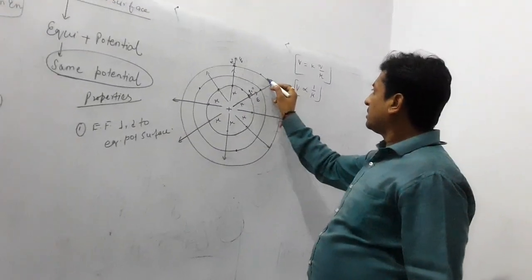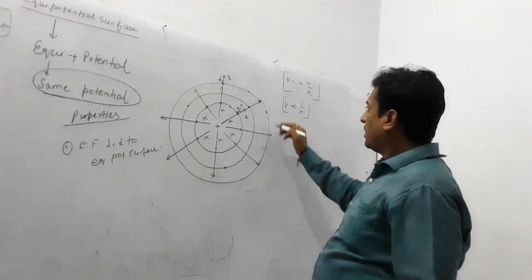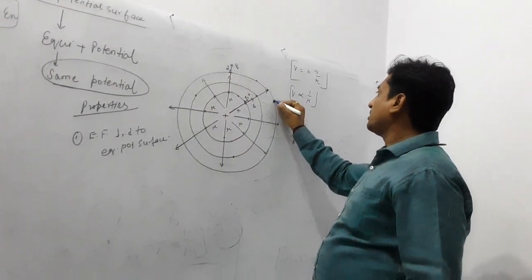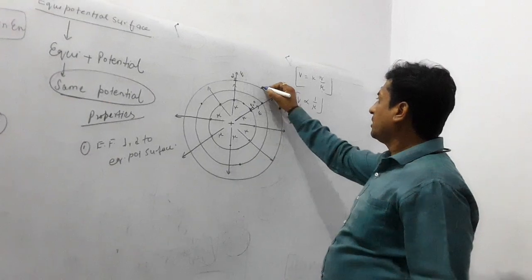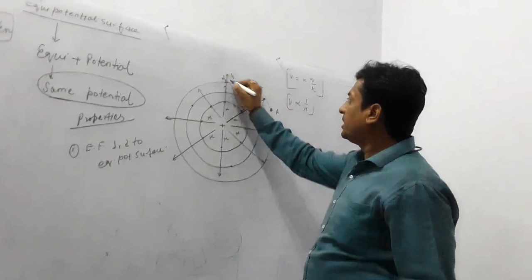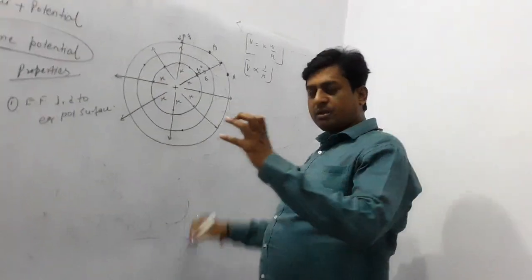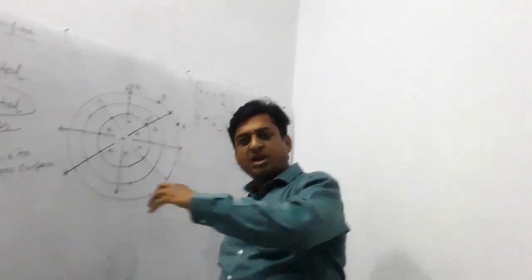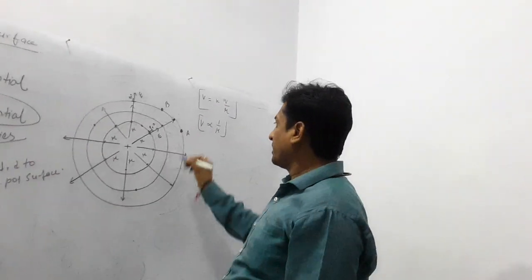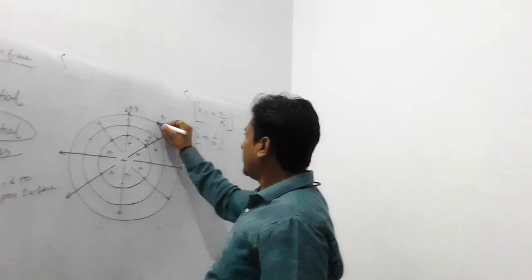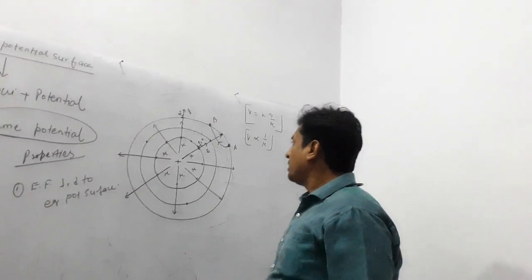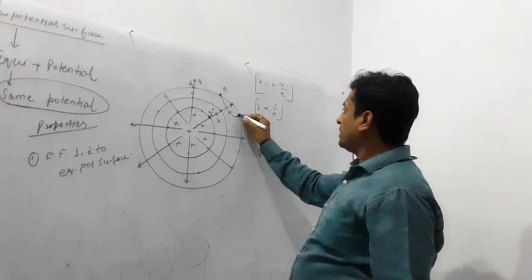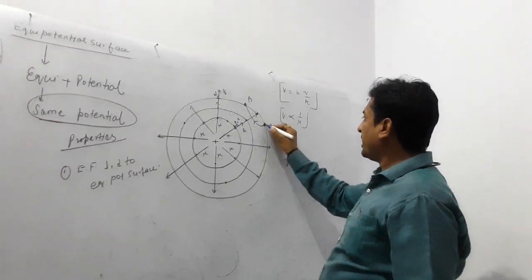If I consider this equipotential surface and I want to shift a charge from one point A to another point B on that equipotential surface. My question is, on an equipotential surface, I want to shift a charge from one point to another through this direction. Suppose that. Now, the question is, what is the energy this charge has at point A?